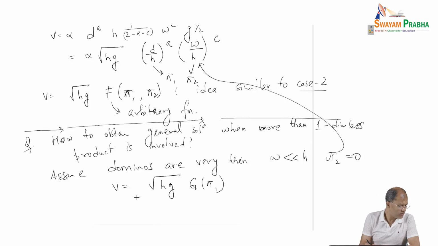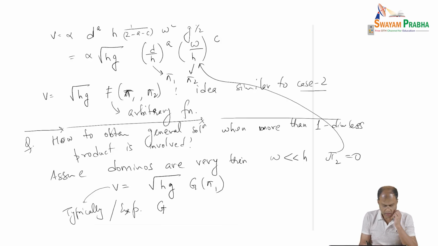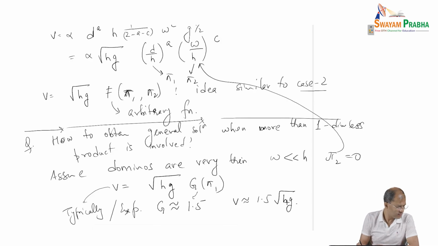And what has been seen experimentally for these domino experiments is that this value of g comes out to be a constant, which is 1.5. So the domino velocity comes out to be 1.5 times square root of gh. Again, this g function is found experimentally, so I'm just giving you the experimental values which are observed.